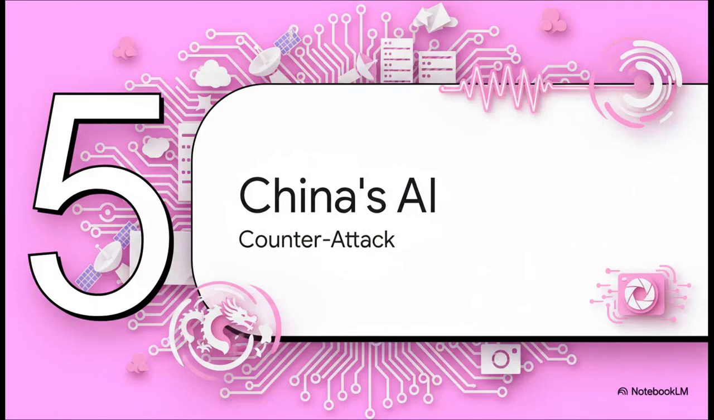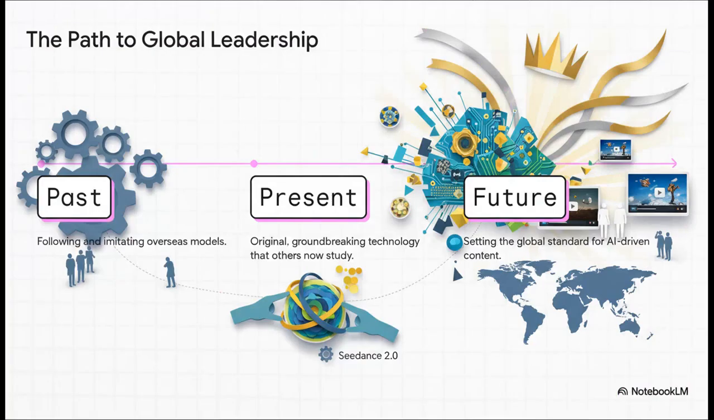Now let's zoom out for a second, because the launch of Seedance 2.0 is way more than just a new product. It represents a huge turning point in the global AI race, and it signals a powerful new chapter for Chinese technology on the world stage. For years, the story was always that China's AI was just following or imitating models from the West. Well, Seedance 2.0 completely shattered that narrative. Its core design is original, it's groundbreaking, and now researchers overseas are the ones studying it. This is that pivotal moment, the switch from imitation to world-leading innovation.